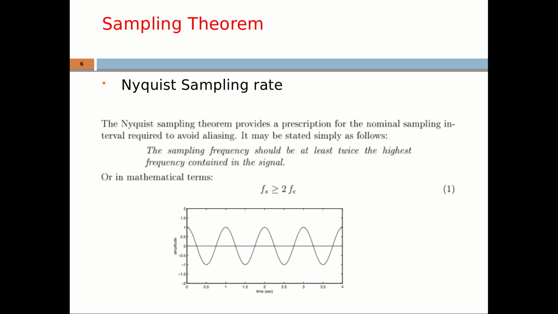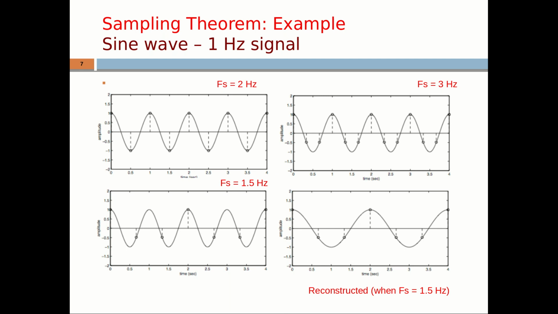So what happens if we don't choose our Fs correctly? That is, what happens if our Fs is less than 2 times that of the Fc? Let's see. Let's start the discussion by choosing the example in the top left box. The signal here has a frequency of 1 Hz. From the Nyquist sampling theorem, we get that Fs should at least be 2 Hz. That is, we have to pick up samples at every 0.5 second.